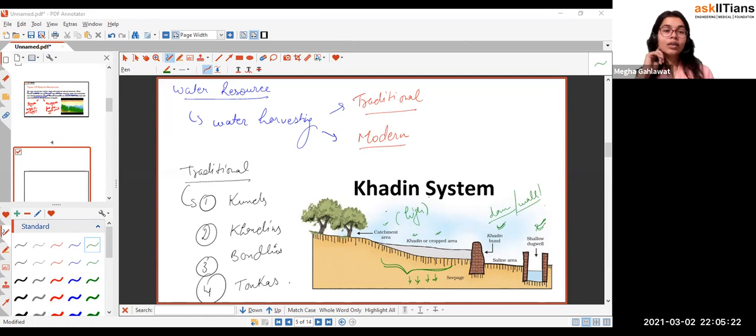Okay, and then we have the tankas. Now tankas are very, very reliable. They're also used for drinking water, and tankas are closed tanks. They could be underground, they could be above the ground. That completely depends upon how the people build them. Tankas are just like tanks, basically.